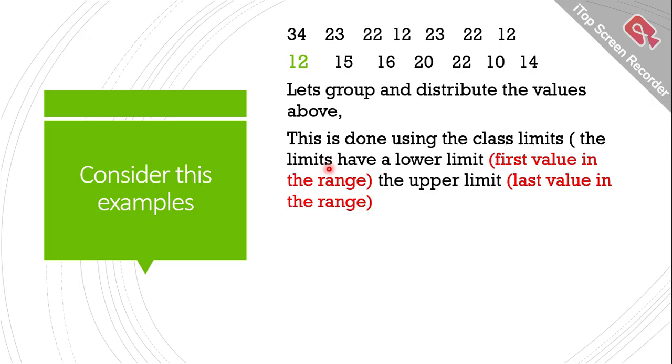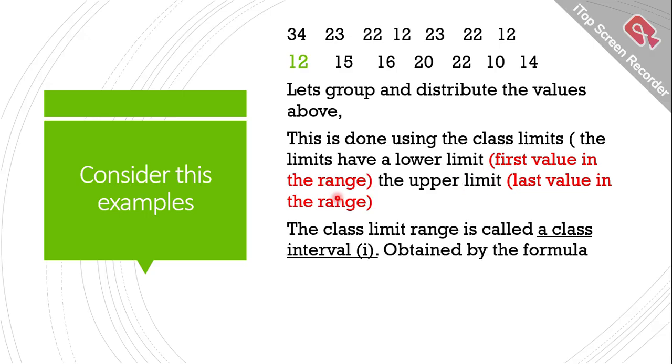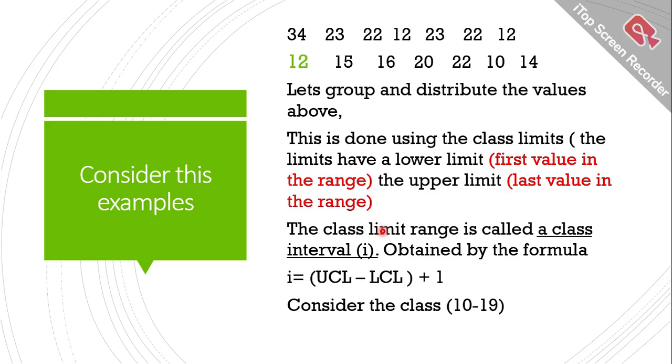The class limits have 2 parts. They have what we call a lower limit and then an upper limit. A lower limit will be that first value in the range, and the upper limit is the last value in the range. So before I go on, consider this. You see here, this one is the lower limit, and this last value is the upper limit. So there is a range from 10 to 19.